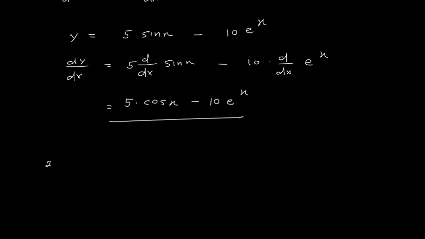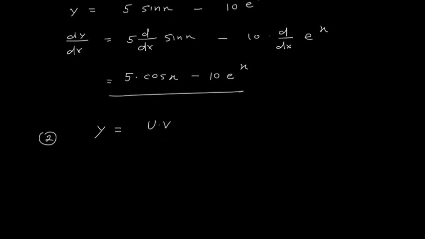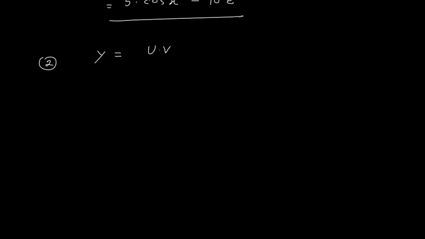Now the second rule. When your function is in product form, like u into v. This u into v can be multiplied by any number, and that number you always have to take out, as it will always be in multiplication form. So now we have y is equal to u into v. In this case, the rule which we apply is dy upon dx is equal to u into dv upon dx plus v into du upon dx.